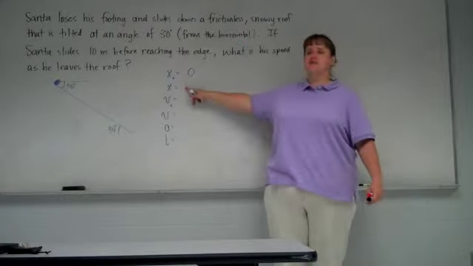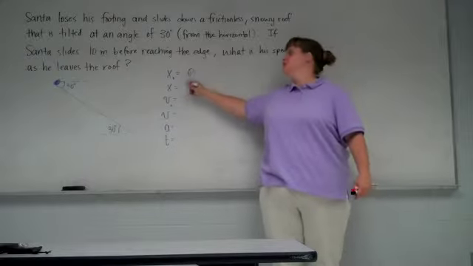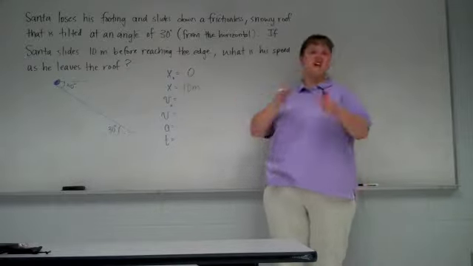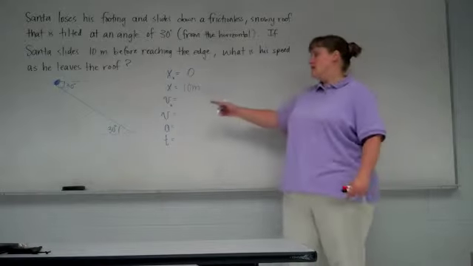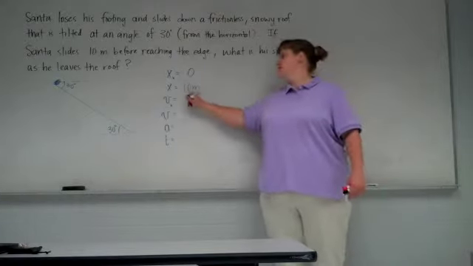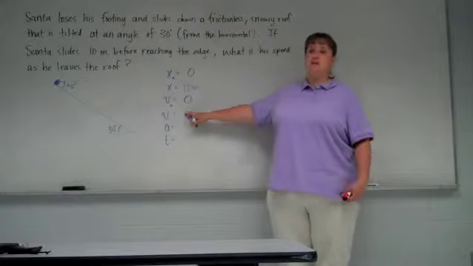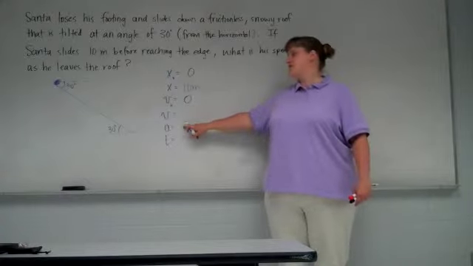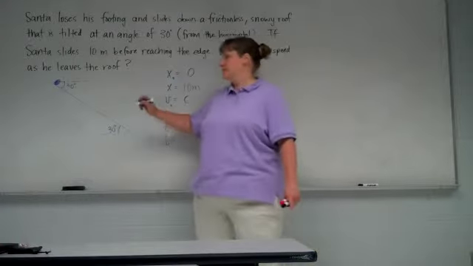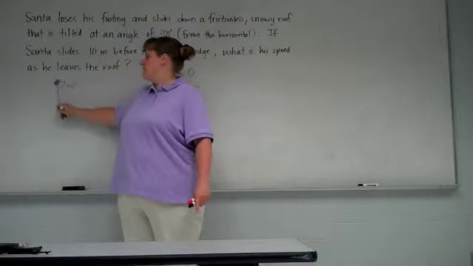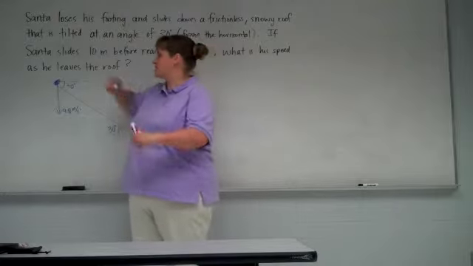So what will the final position of Santa be? 10 meters. Positive 10 because we're ending up on the positive side of our origin. Initial velocity? 0. Final velocity is what we're looking for. Acceleration? Negative 9.8, so that's our 9.8 meters per second squared. Positive 9.8 times sine of 30. Correct. It will be positive.